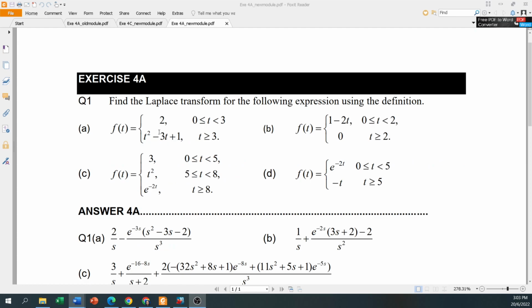Given f(t) in terms of the step function, now we use the second shift property by converting the step function to unit step function. Then we find the Laplace transform.